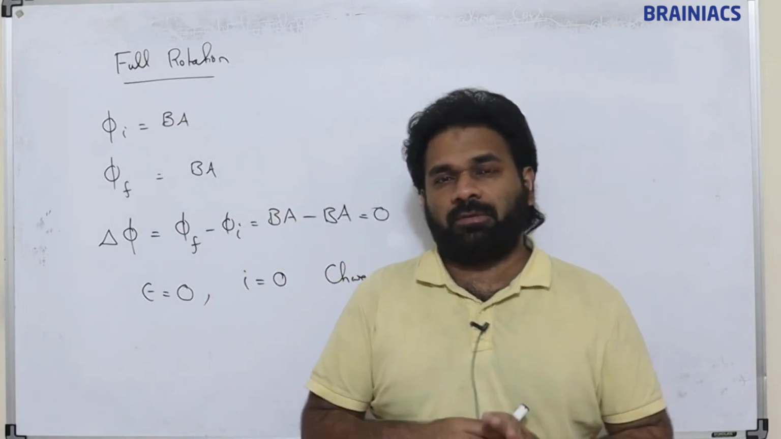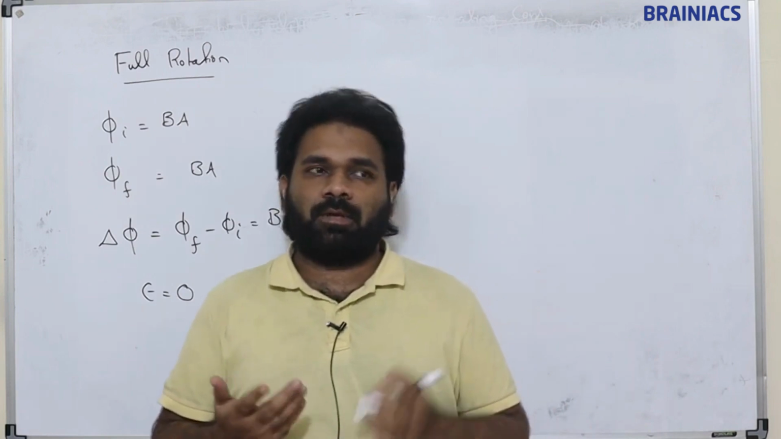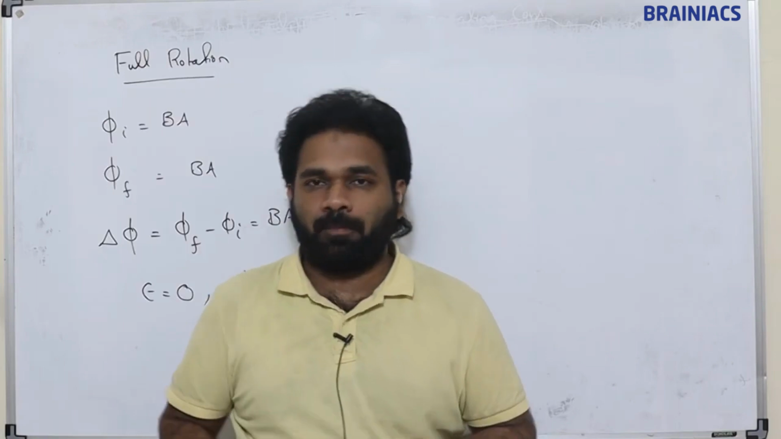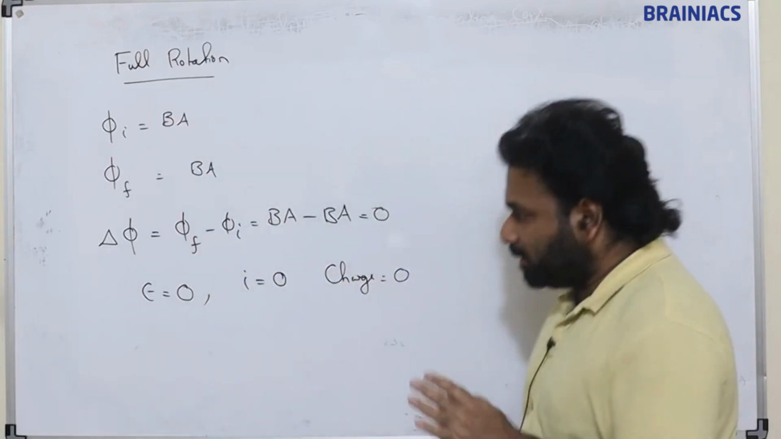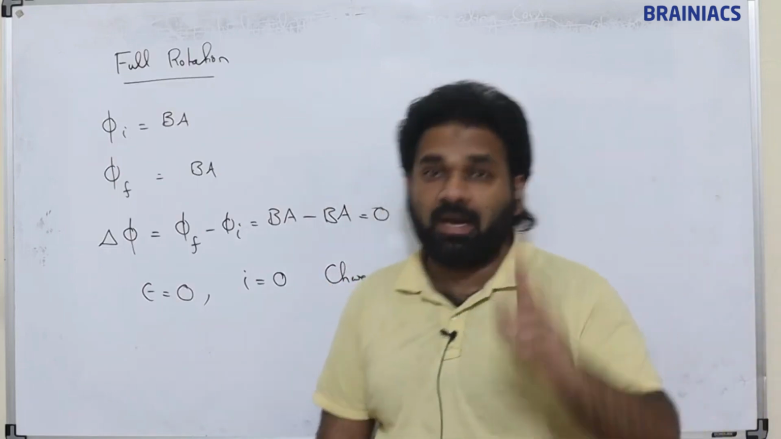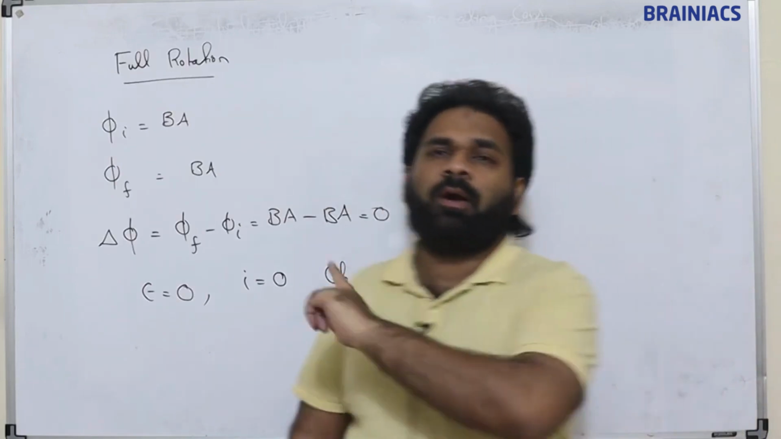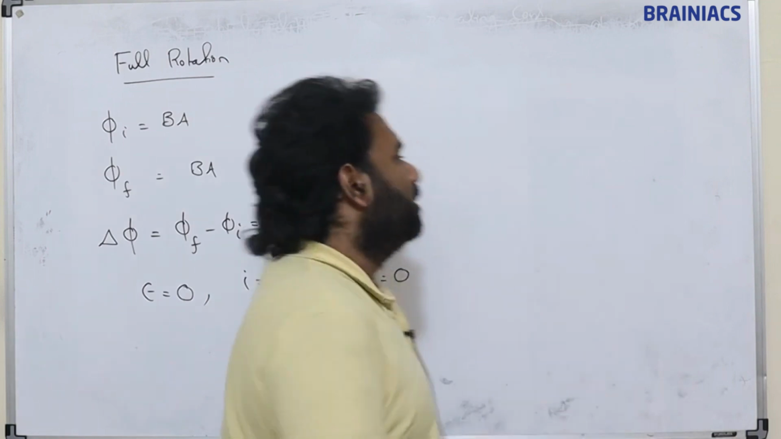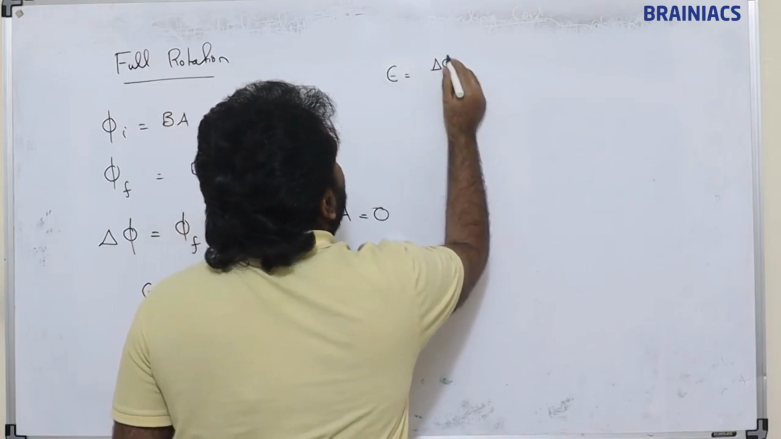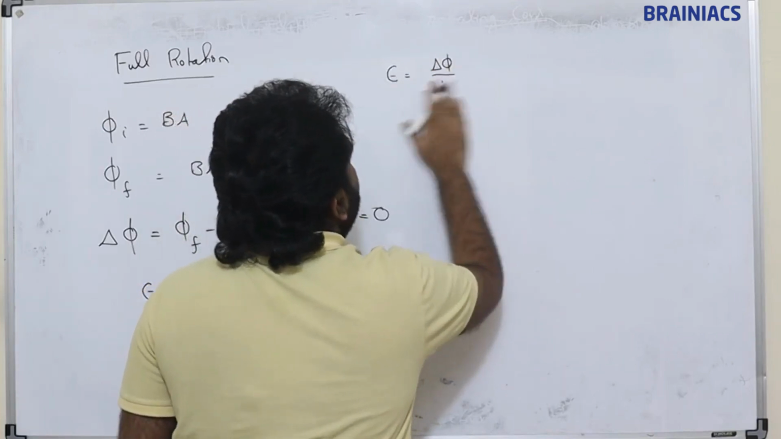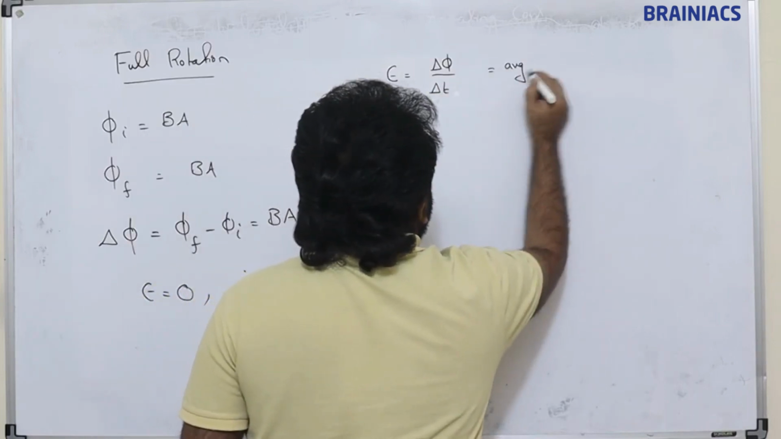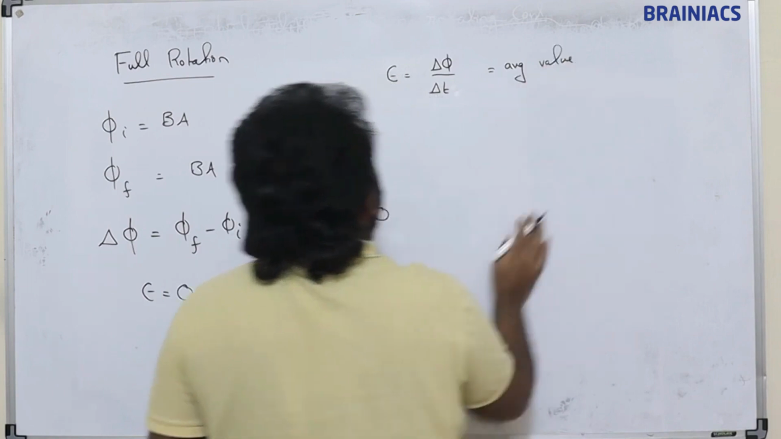Is it causing confusion? Because the entire concept of AC, everything is based on this rotation. So I could say that this induced EMF and induced current is actually the average value. What we are measuring is the average value. Already we have seen E is equal to delta phi by delta t. This is actually the average value of induced EMF.